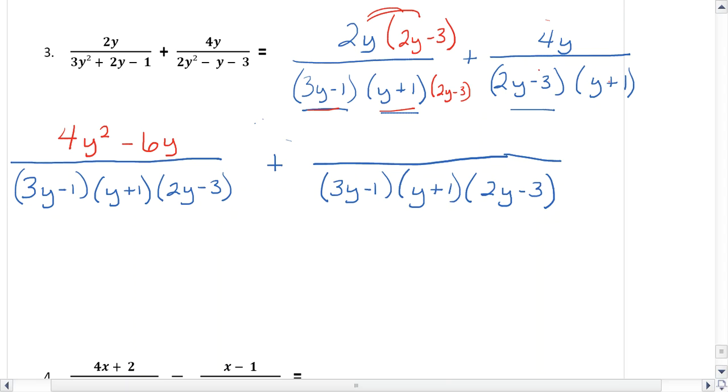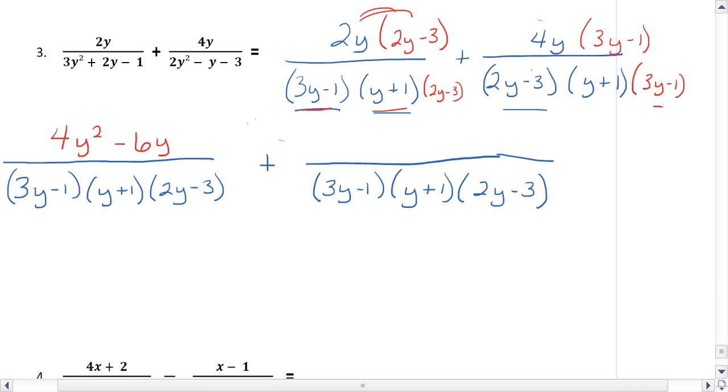Doing the same process on the second fraction, which piece am I missing in the denominator? And for this fraction, I need the 3y minus 1 to get me to the 3-part common denominator. So we multiply top and bottom by 3y minus 1, and that gives me 12y squared minus 4y.